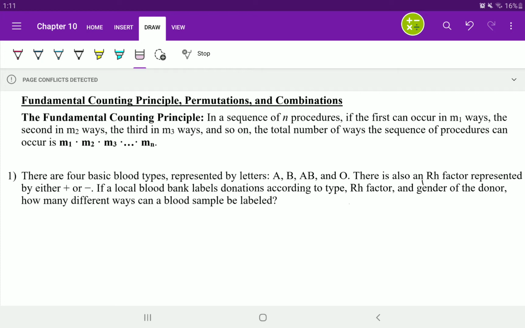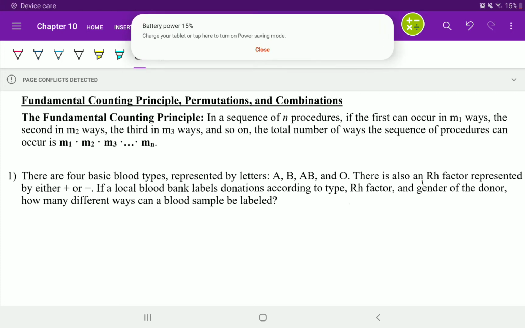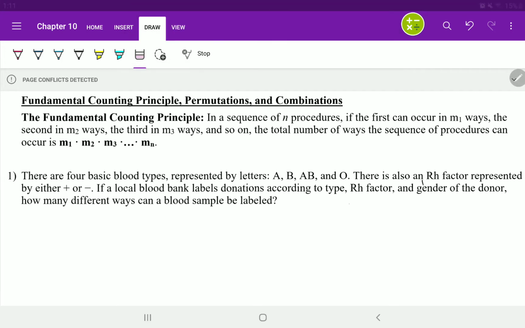Now, a key word that you may see when you're doing the fundamental counting principle, or even when it comes to combinations and permutations, which also come from the counting principle, is the word and. And the word and, when it comes to the counting principle, equals multiplication.